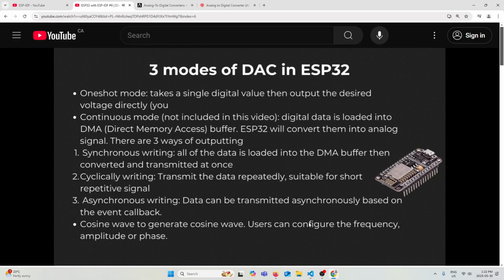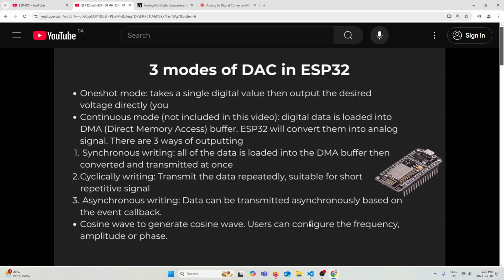This video only illustrates the basics of DAC, so I will not delve into the continuous mode, which is normally used for data transmission. If you are going to do audio-related project, my recommendation is that you should also take a look at I2S, or inter-IC sound, peripheral of the ESP32. For transmitting audio data, you can use synchronous writing, which loads all of the data into a DMA buffer before transmitting them, or asynchronous writing, which transmits data asynchronously based on event callback.